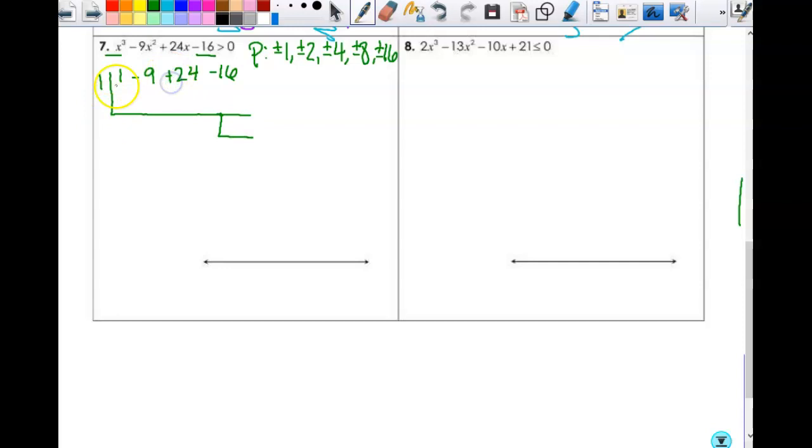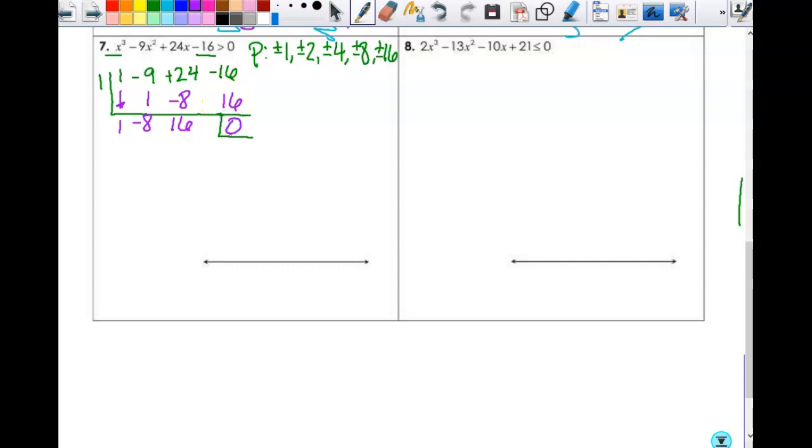Positive 24, thank you. Making stuff up. See, like I told you, you don't get to make stuff up. Me either. Nobody does, it's not fair. So we bring down the 1, and we get 1, negative 8, negative 8, positive 16, 0.